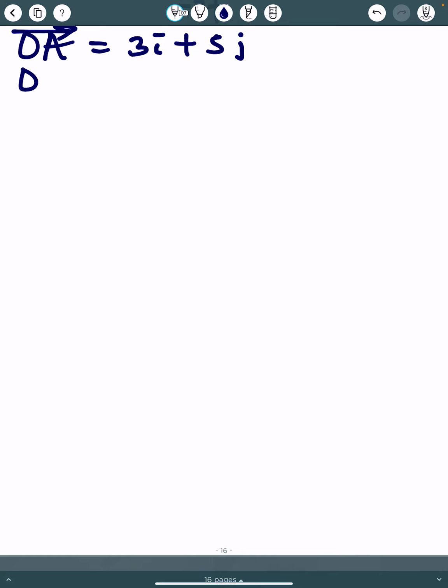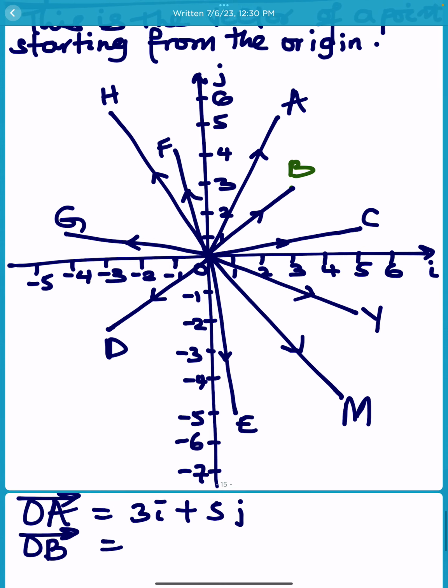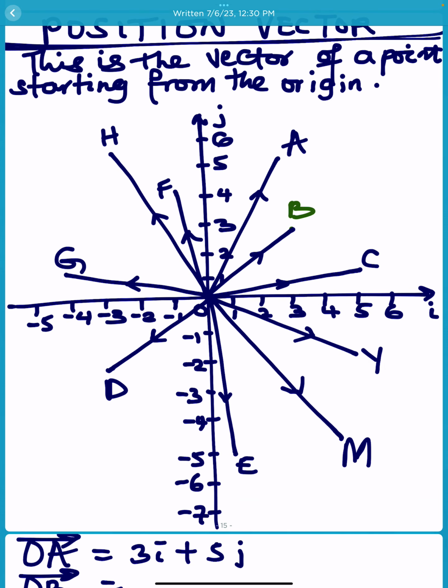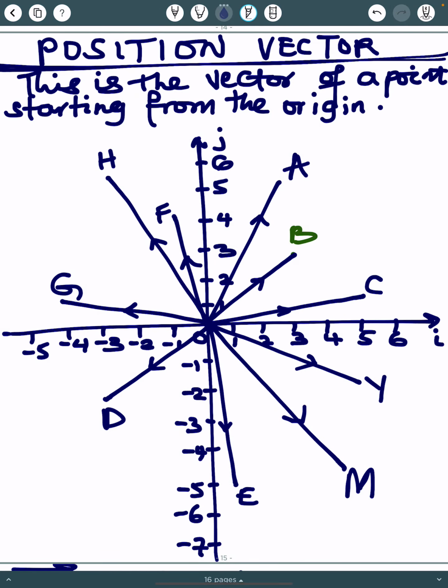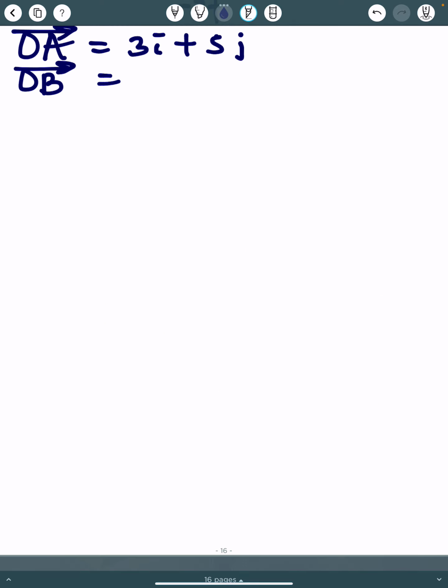Let's go to OB. The position vector OB. We are going to read it together. The position vector OB is what? From the origin, it is 3 units on the horizontal axis and 3 units on the vertical axis. That's 3i plus 3j. The position vector OB is 3i plus 3j.